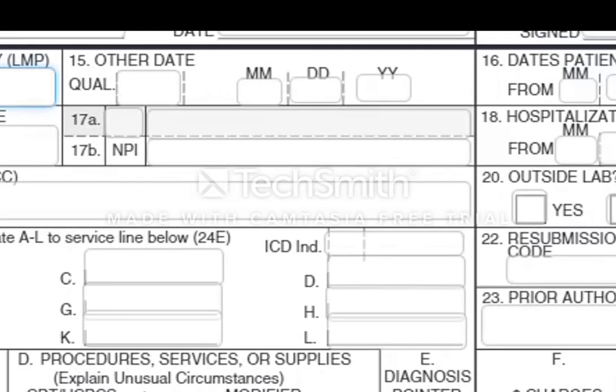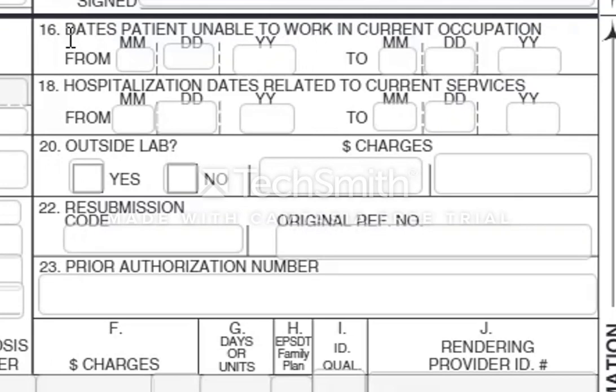It's really important to pay attention to Block 16, especially as workers' compensation. We need to note the date the patient was unable to work in their current occupation. Remember that the to date is going to be the last day they are unable to work. So if that patient is able to return to work on July 1st, that to date would be June 30th.